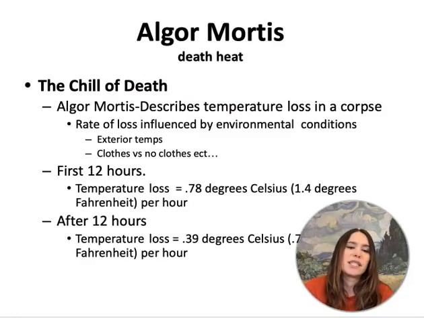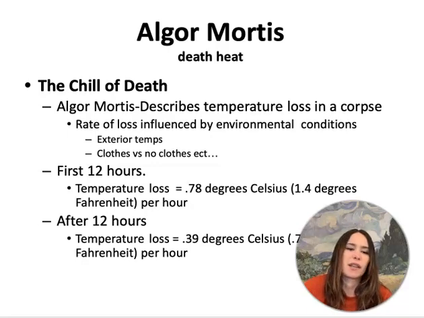Algor mortis is the heat of death or the chill of death, we say. We know that the human body temperature is 98.6 degrees, and you can actually calculate the loss of temperature as the body cools. Eventually the body will cool to match the ambient temperature of the environment. For example, if my house now is 70 degrees, if death were to happen, the body will cool until it matches that ambient 70 degrees. So algor mortis is the temperature loss of a corpse.